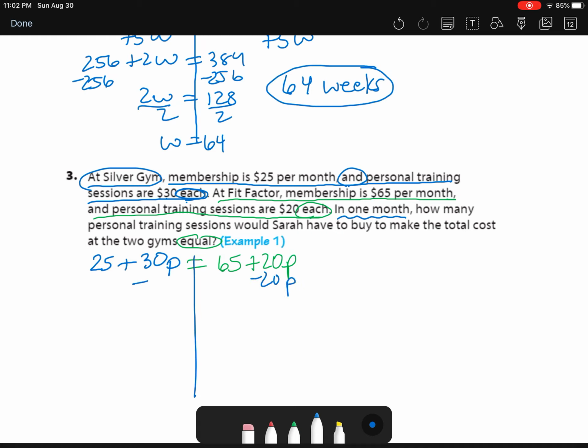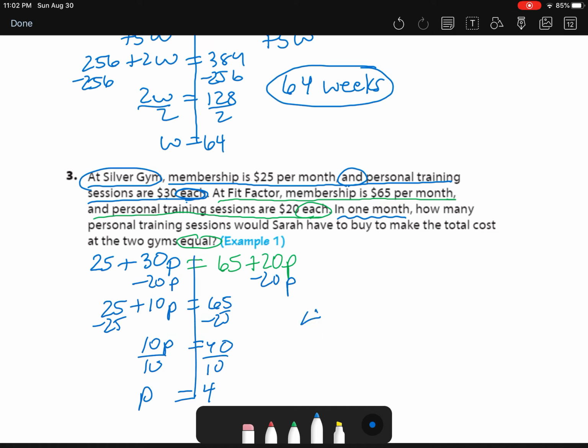So get variables to one side. 25 plus 10p equals 65. Subtract 25, move the constant. 10p equals, and then the last thing is to divide. And so at 4 personal training sessions, it won't matter what gym you go to because you're going to pay the same whether you're at Silver Gym or Fit Factor.